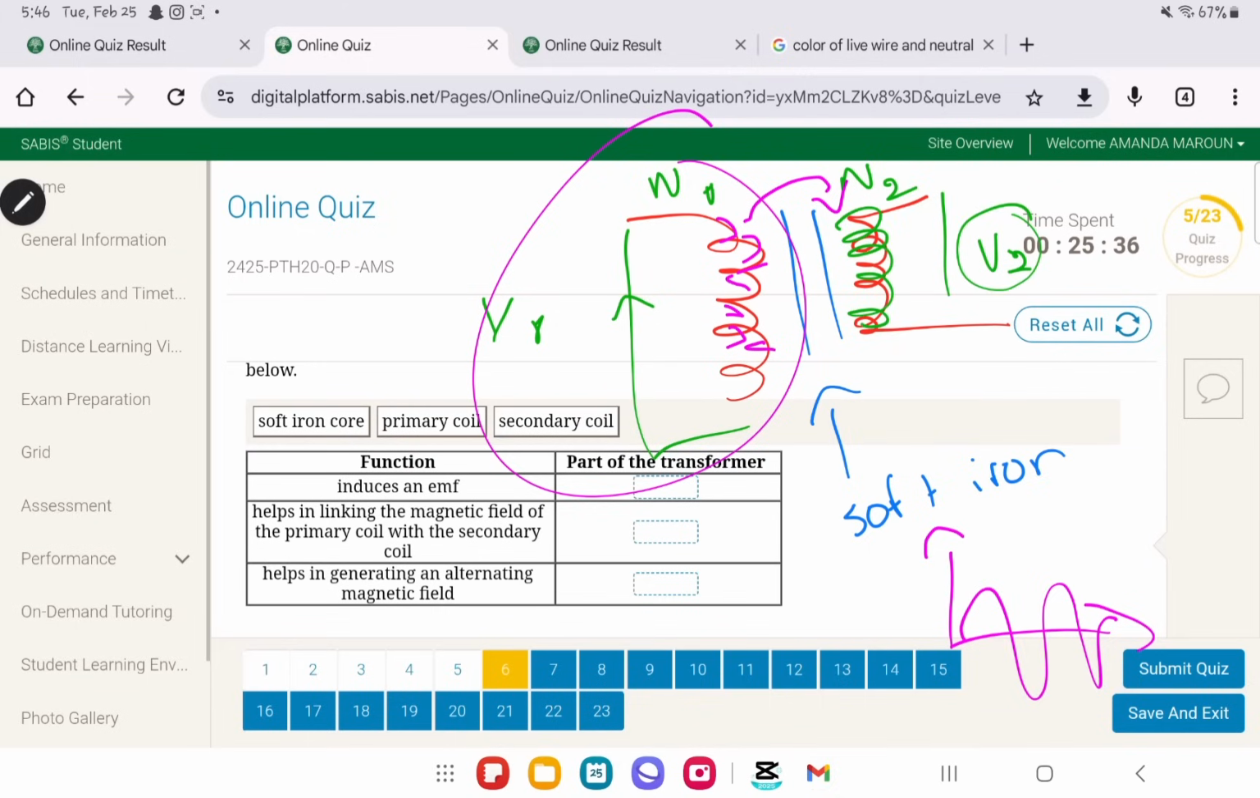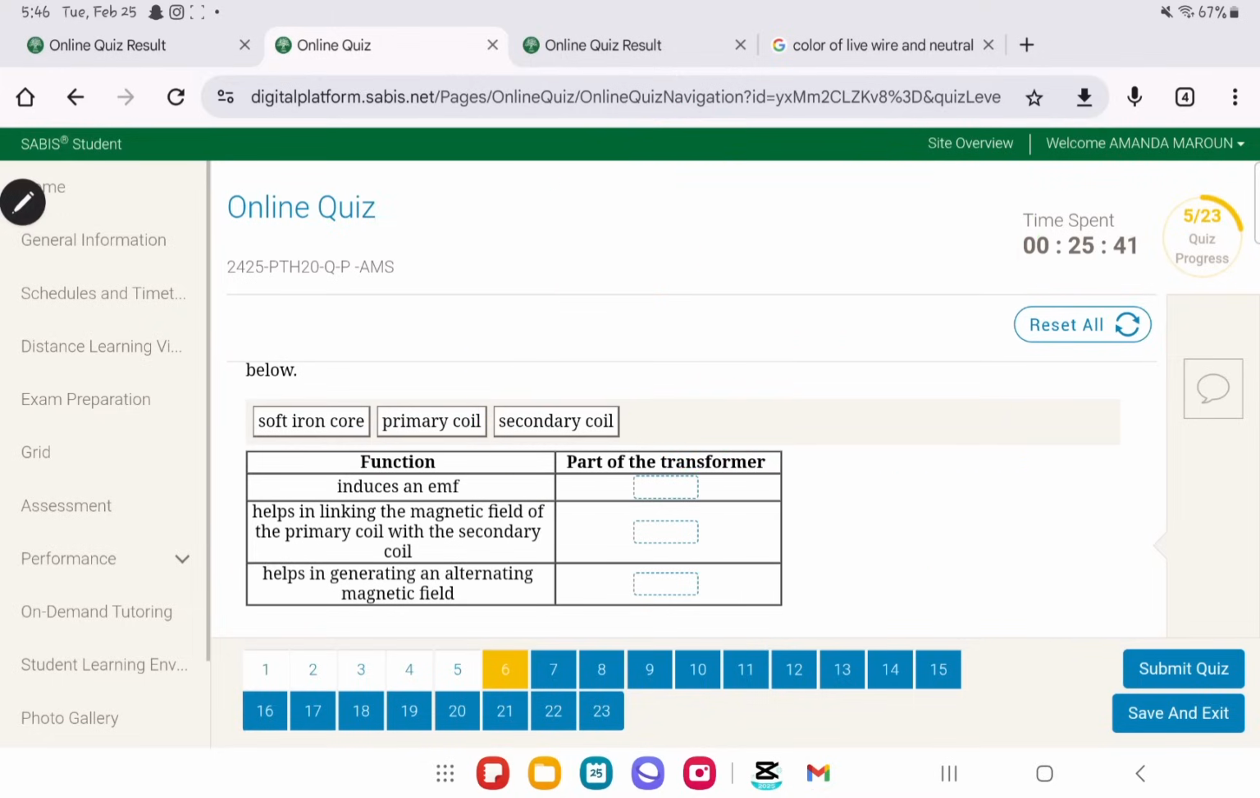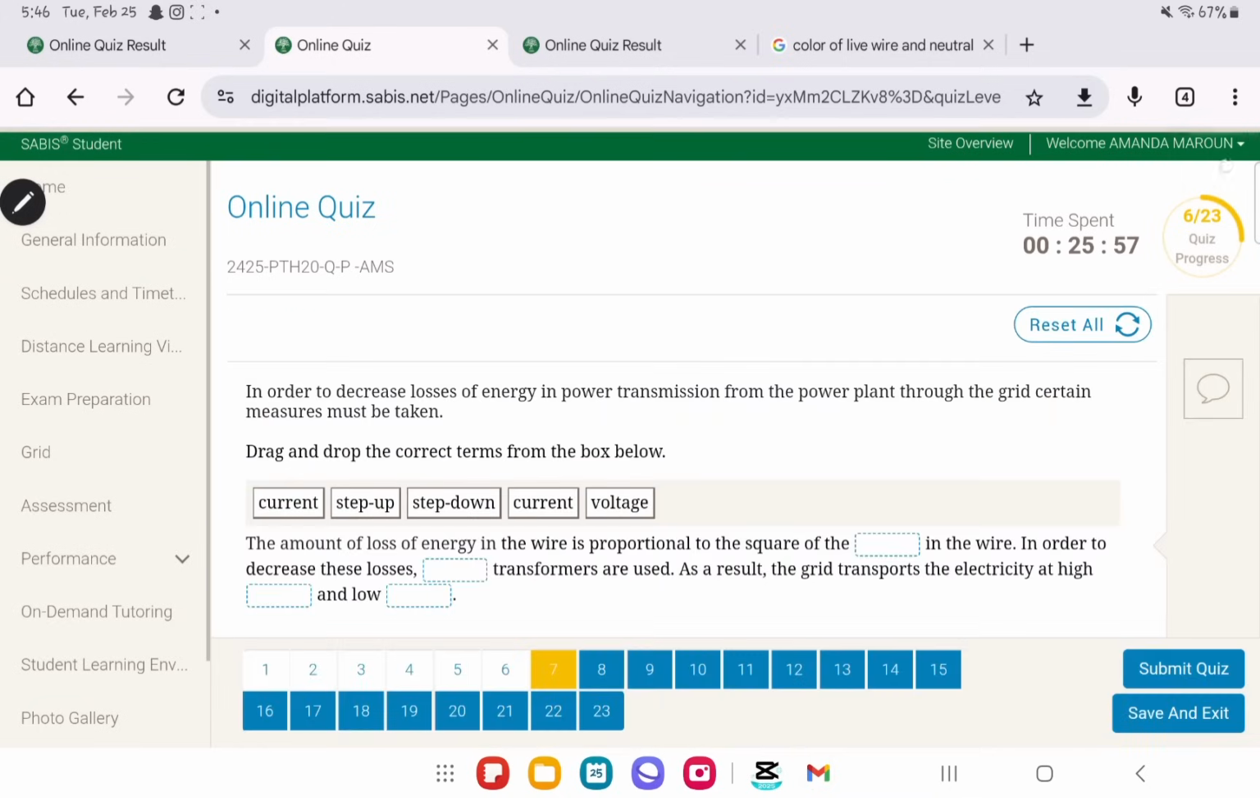If it's a step down, then definitely it's going to create a smaller electromotive force. So that means the soft iron core will help in linking the magnetic field of the primary coil with the secondary coil. The primary coil will generate an alternating current, and the secondary coil will induce an electromotive force. We move on to question number 7. Here we have to pay attention.